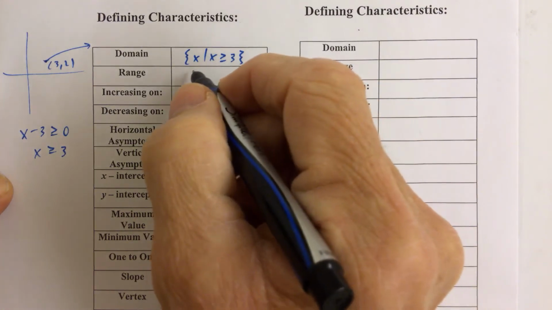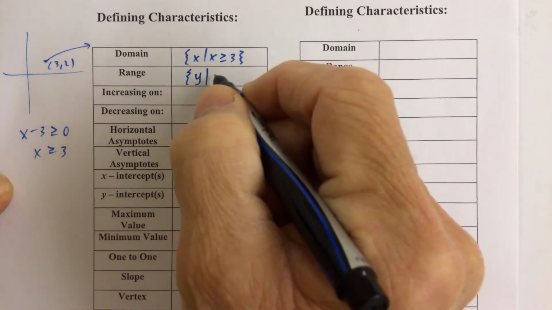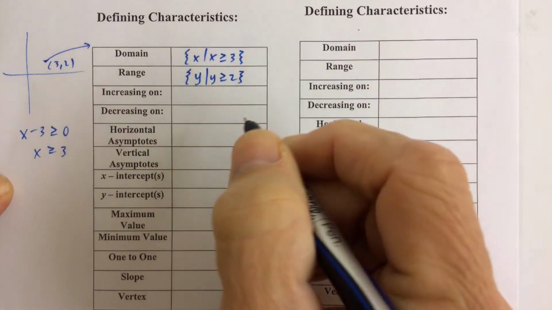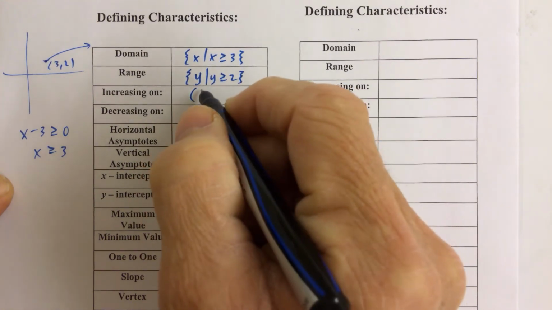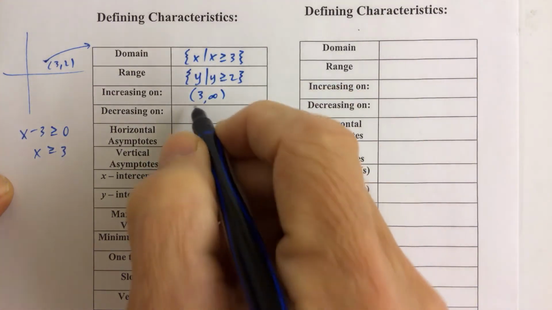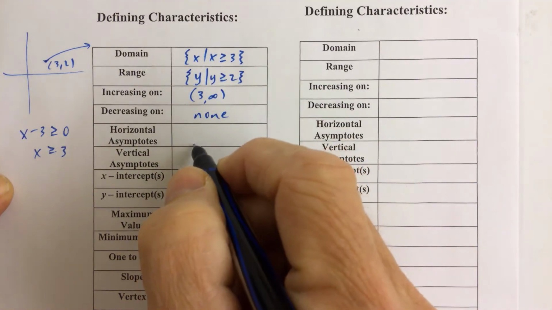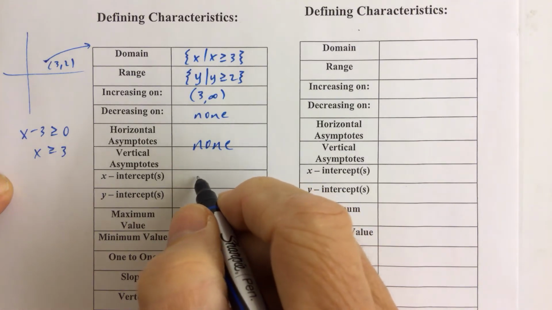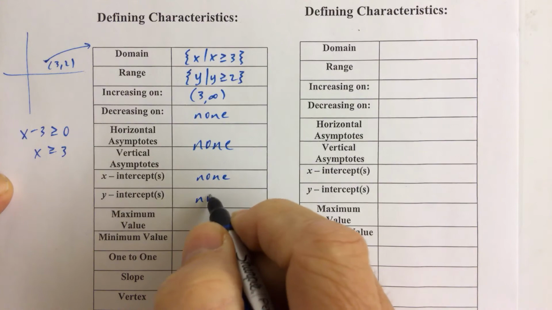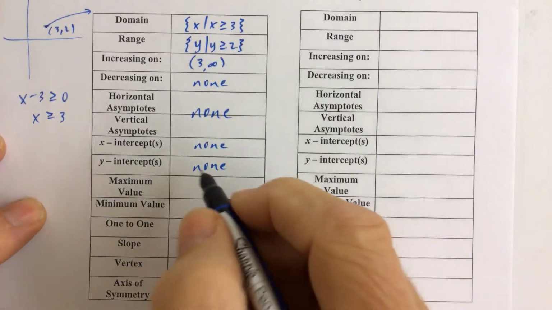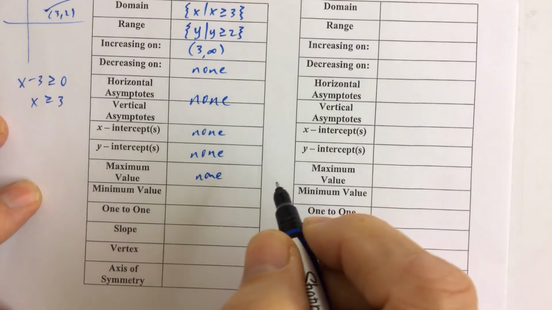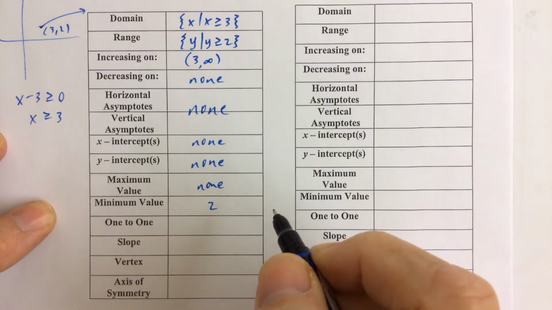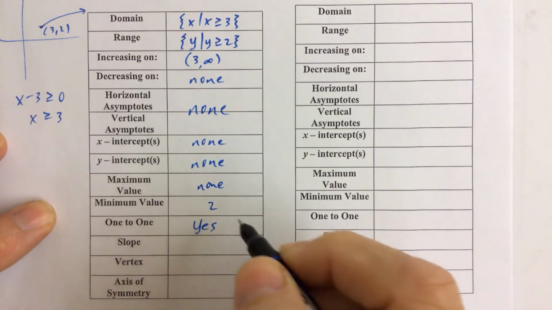The range, we like to get that from the graph. We see that the y values are such that y is greater than or equal to 2. The function is increasing over the entire domain, so from 3 to infinity. It's never decreasing. We can see there are no horizontal or vertical asymptotes. In this case, there's no x-intercept. None. There's not even a y-intercept either. Maximum value, none. It goes up and up forever. Minimum value, though, there is a minimum value of y equals 2. One to one, yes, it is one to one.